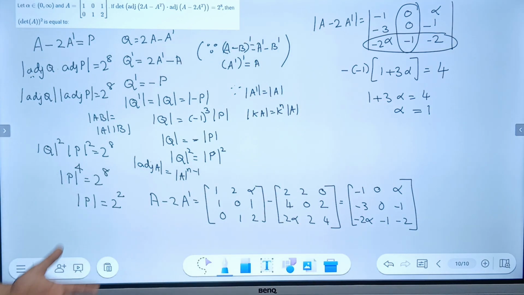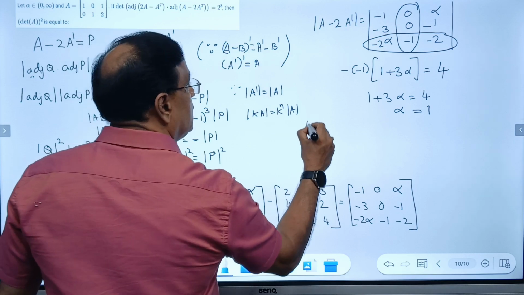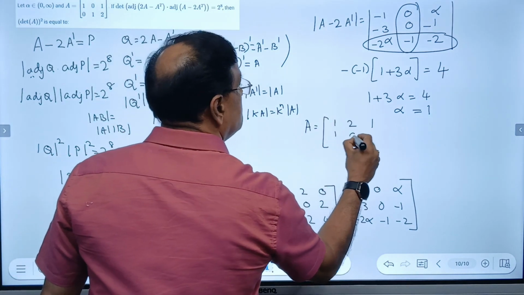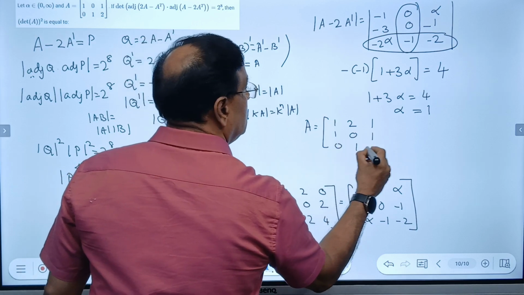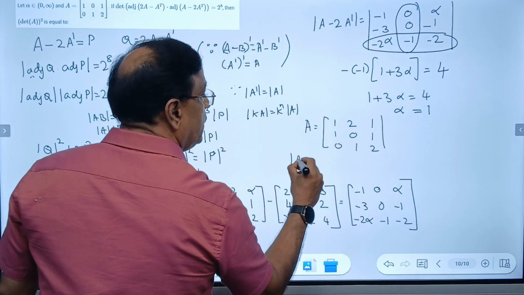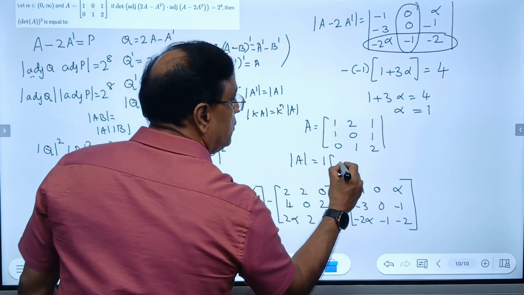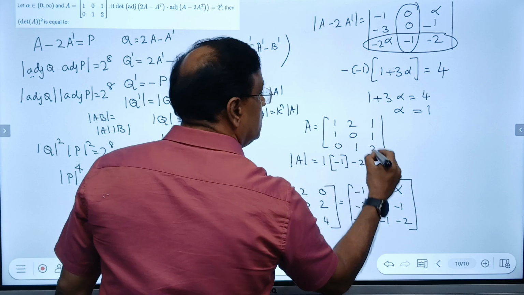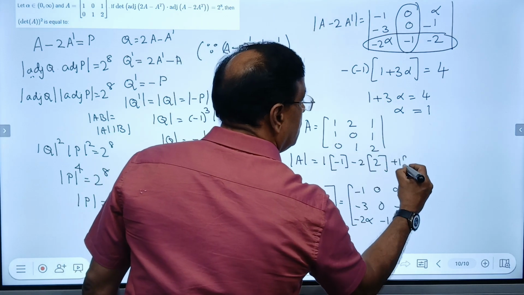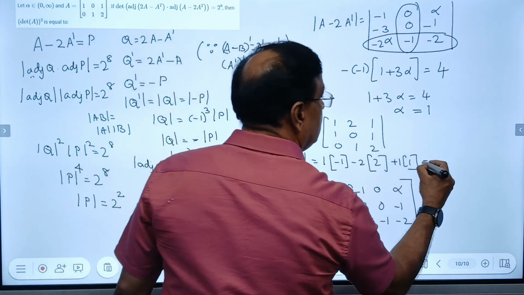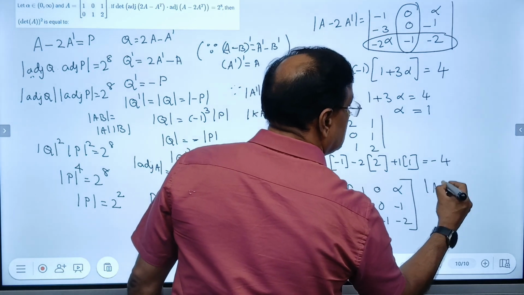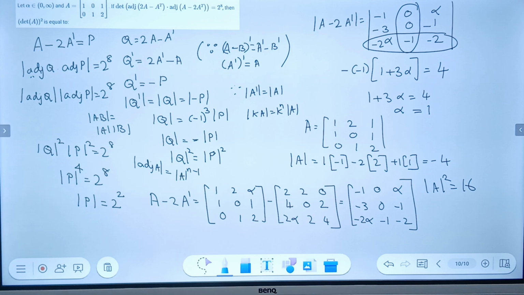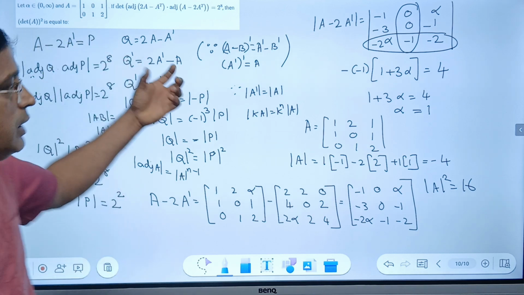Once you get alpha equal to 1, substitute here. So what is A equal to? [1, 2, 1; 1, 0, 1; 0, 1, 2]. Find the determinant of A. It is 1 into minus 1, minus 2 into 2, plus 1 into 1. So my determinant value is minus 4. So what is determinant of A whole square? It is nothing but 16. Correct? So very simple, but you need to think and do these problems.